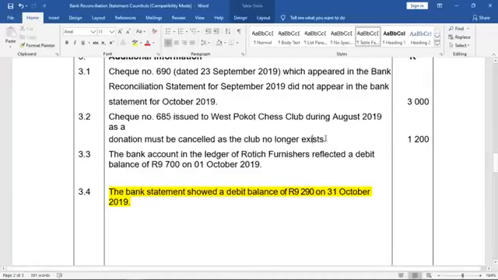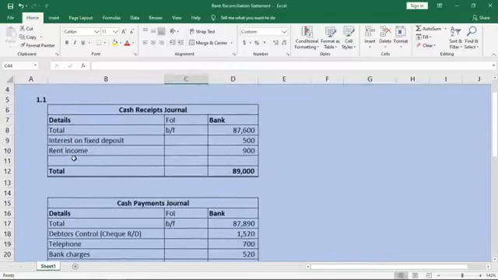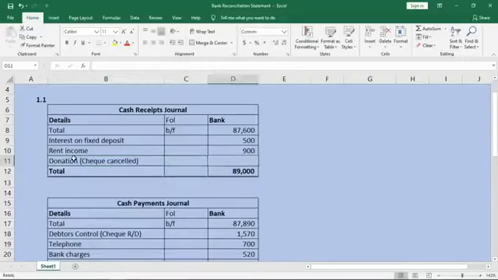What do we have to do? We have to make the entry in our books. So initially, when we gave away the check, we recorded it in our cash payments journal. Now, to remove it, because we are cancelling it, we put it in our cash receipts journal, 1,200. So we go to our cash receipts journal and put here donation, just putting the details of what this amount is for, and then check cancelled, and you put in the amount there. How much was it? 1,200. So I'm going to put 1,200 over there.